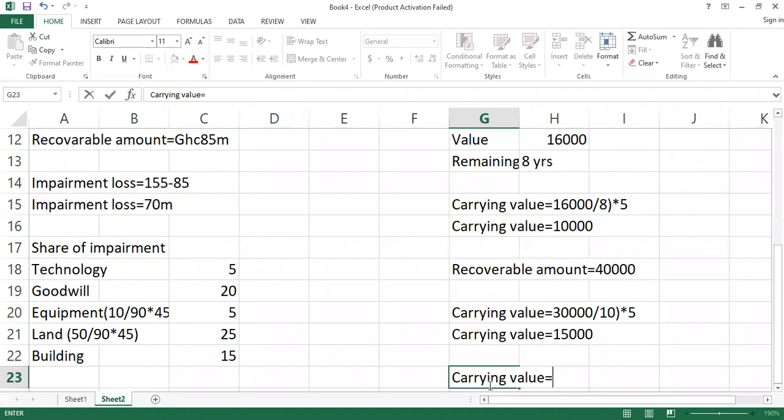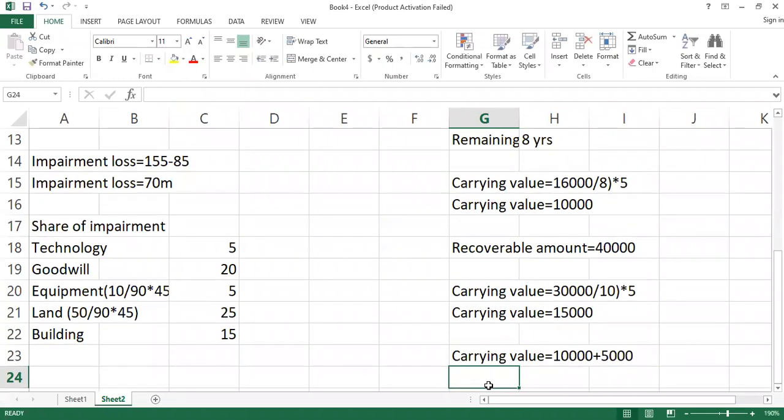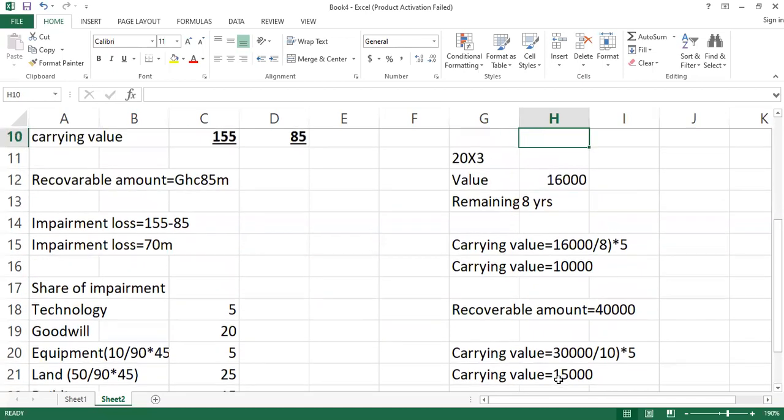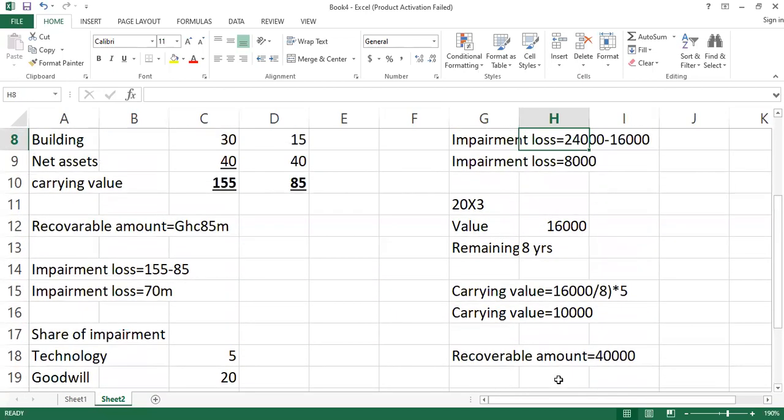Compare with if the impairment has not occurred at all, what should have been the carrying value? The carrying value should have been 15,000. So we have 10,000 plus 5,000. It is this 5,000 that we send to profit or loss as reversal. Do you know why the actual reversal that we should send was supposed to be 8,000, isn't it? Yes. That was the impairment.